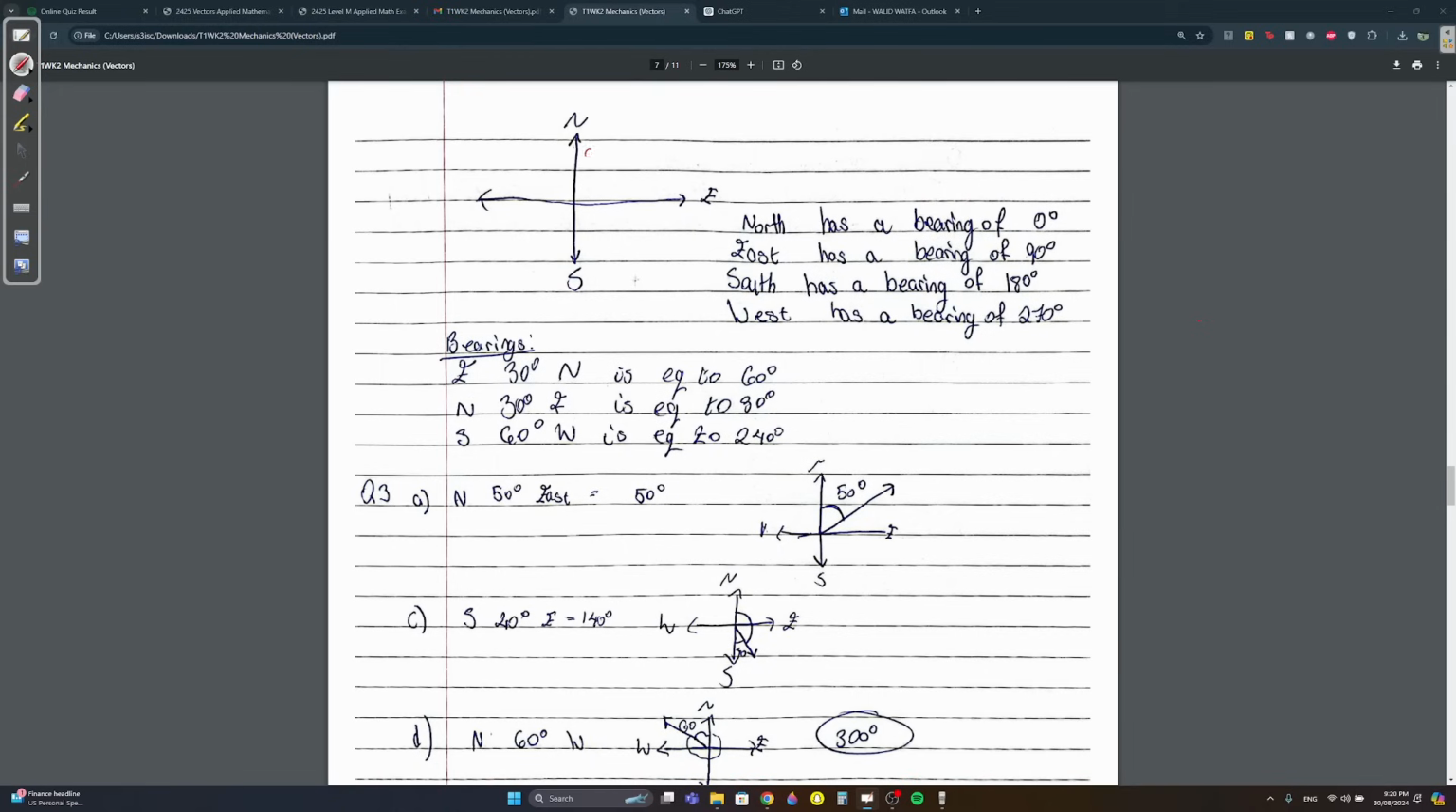Obviously, north is 0 degrees. Obviously, east will be 90. Obviously, south will be 180. Then west, I don't know why I didn't put west. West will be 270.